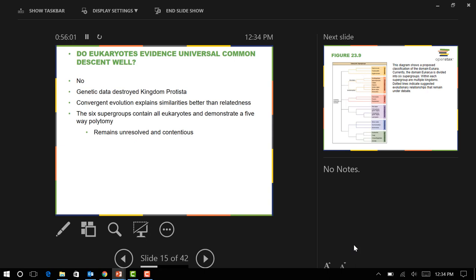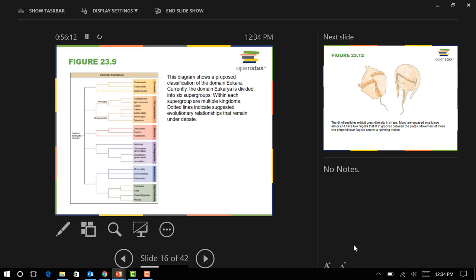And so here is the six supergroups of eukaryotes. So here's our five-way polytomy. You see that? One branch becoming five. That's really bad. It means you have no idea how these organisms relate. You don't know which one's more primitive. You don't know which ones are more derived, right? You don't know what contributed to these splits. This is really bad. And then notice all these dotted lines. All these dotted lines, textbook notes that these are places in which it's just completely unresolved. Some groups demonstrating different relationships than others, even with the polytomy.